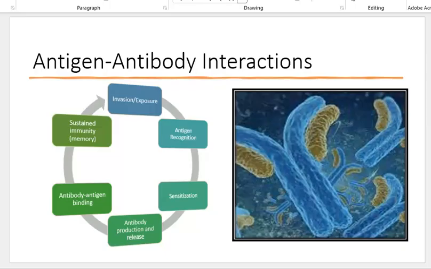Next, you have antibody production and release. This is where antibodies are produced by plasma cells. As many as 300 molecules per second are produced. It's released into the blood and body fluids as free antibodies that are separate from B cells.